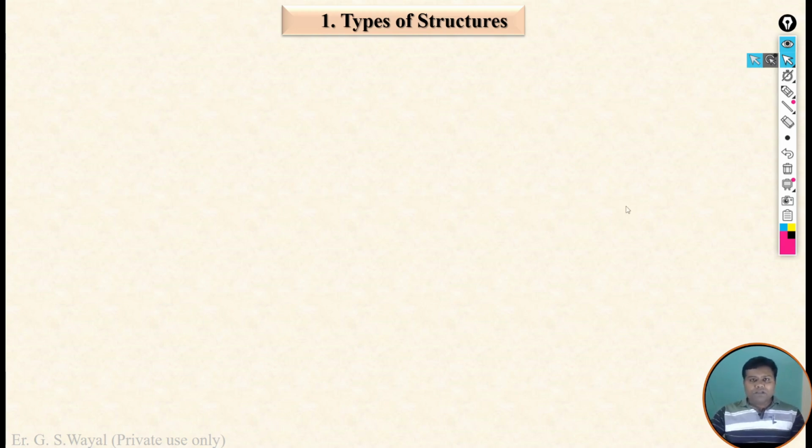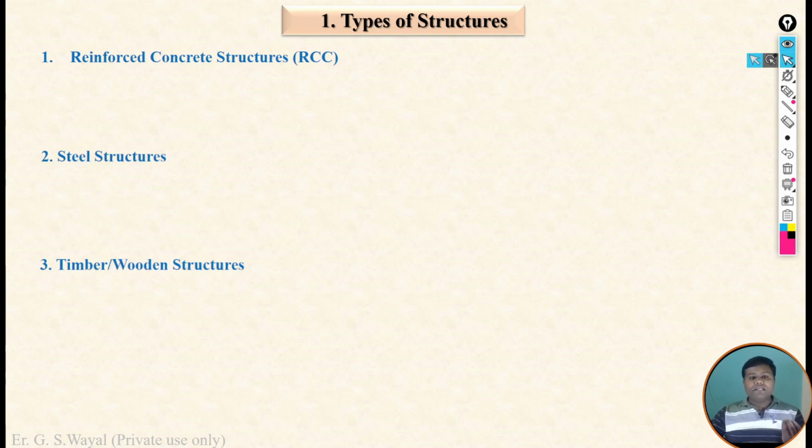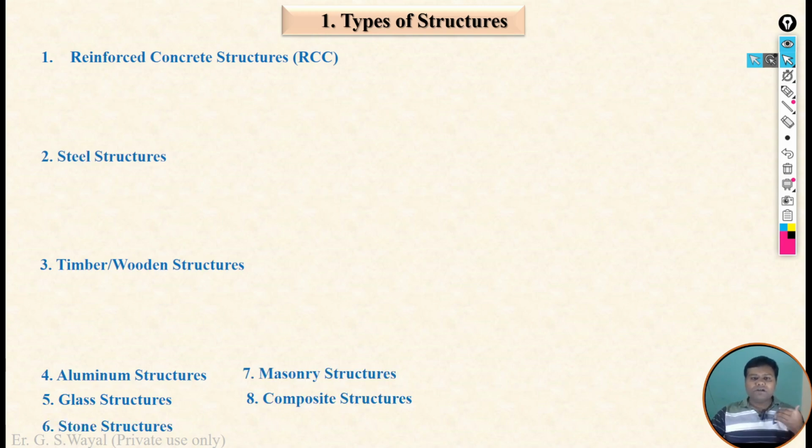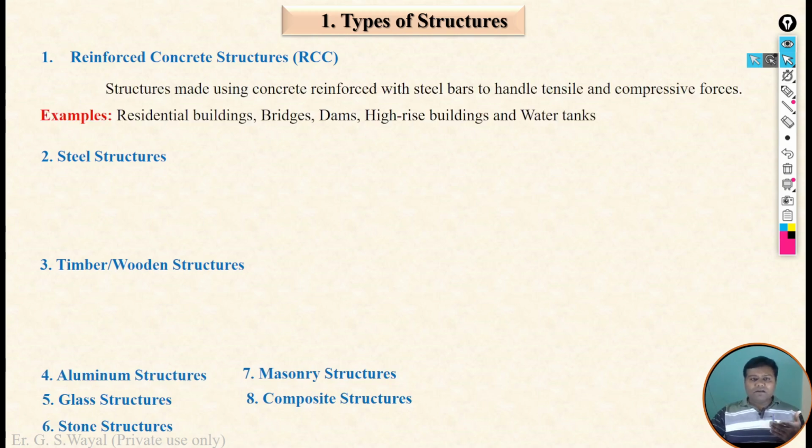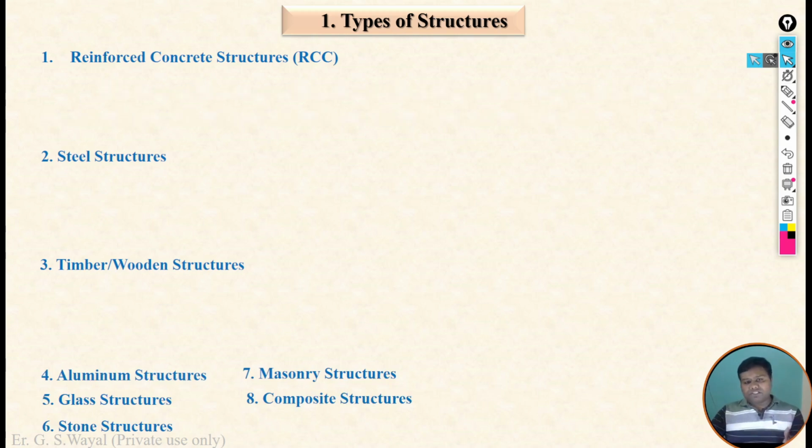If you see how many structures are available from the design point of view, the first is the reinforced concrete structure. We have just started the series for the reinforced concrete structure. Then there are steel structures, timber or wood structures, aluminum structures, glass structures, stone structures, masonry structures, composite structures, and some other structures also.